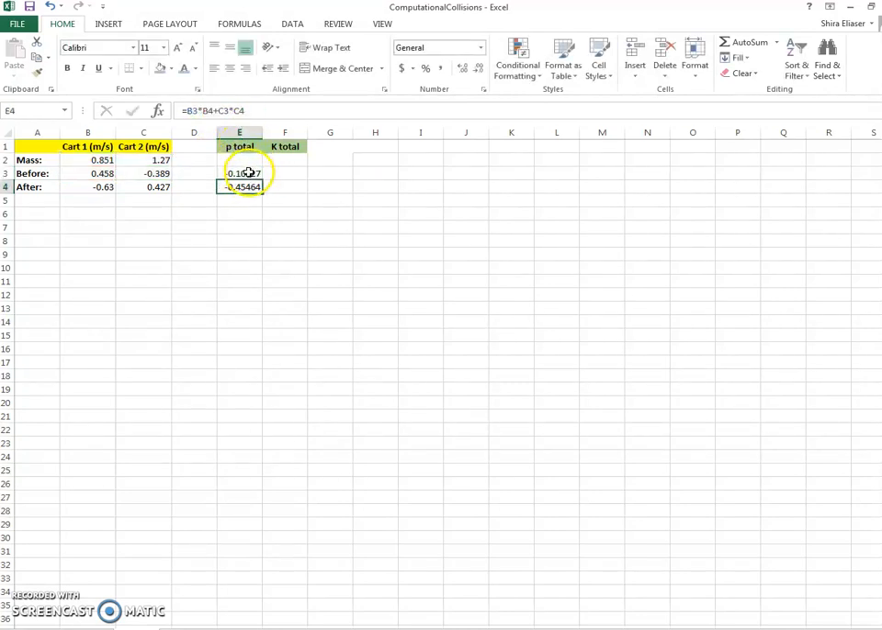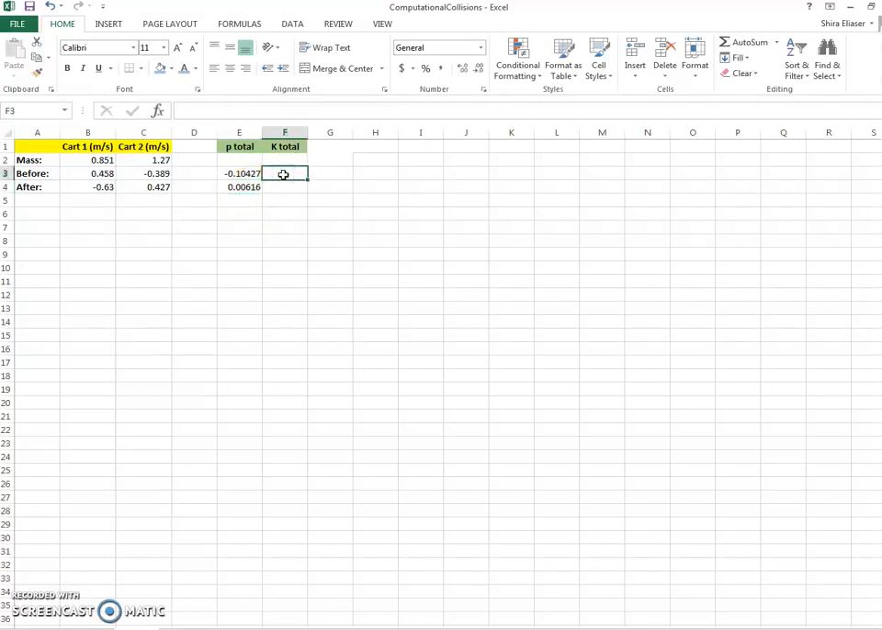Notice we get the same thing here, but when we select over here and fill down or Control D, now we're going to get a very different number. Now we're going to get B2 times B4, that's the mass times the after velocity, plus C2 times C4, the mass times the after velocity, and that was what we wanted.